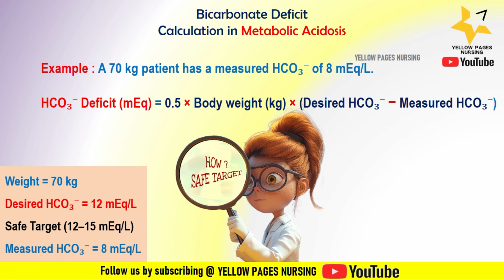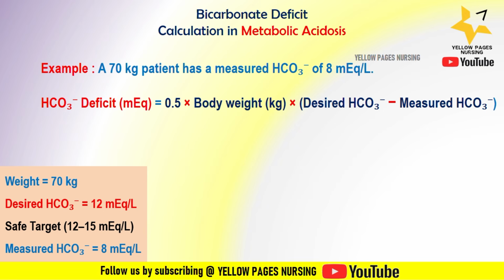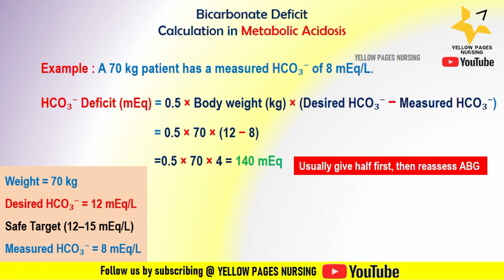Now, going back to the formula, measured bicarbonate given here is 8 milliequivalent per liter. So applying all into the formula, we get 0.5 multiplied by 70 multiplied by 12 minus 8, which gives 140 milliequivalent. Here, the patient has a total deficit of 140 milliequivalent of bicarbonate. Usually, the first half is given and then ABG is reassessed.